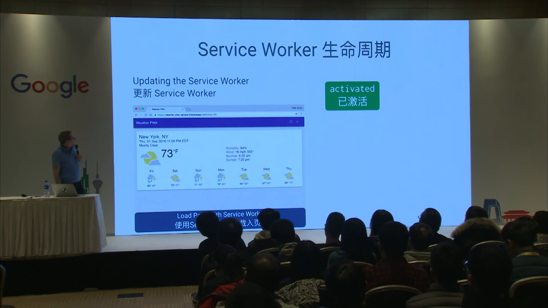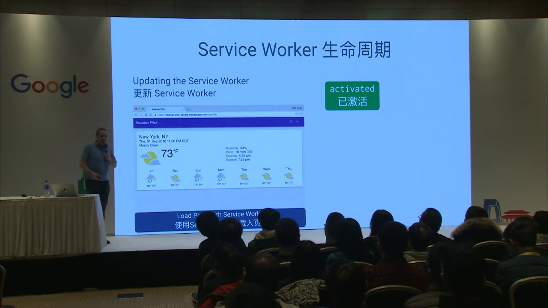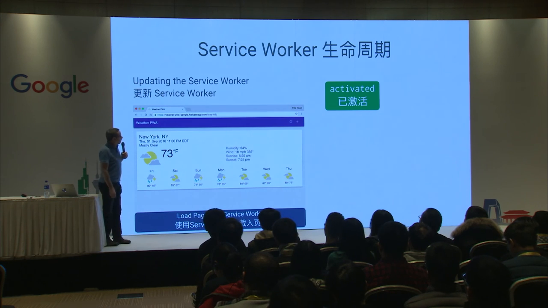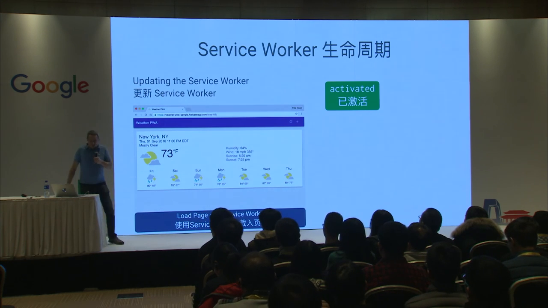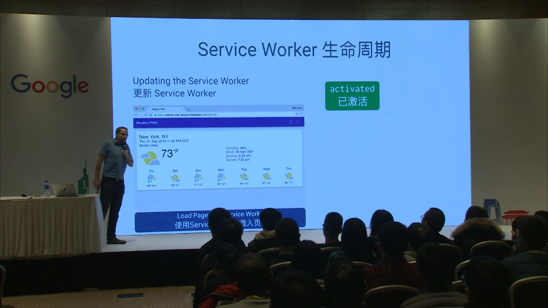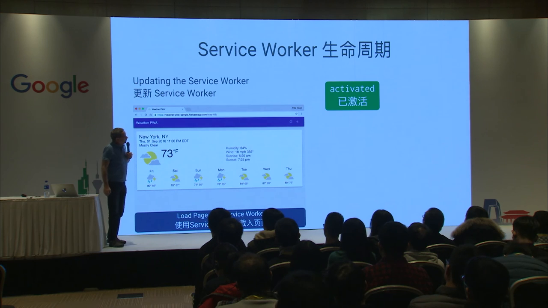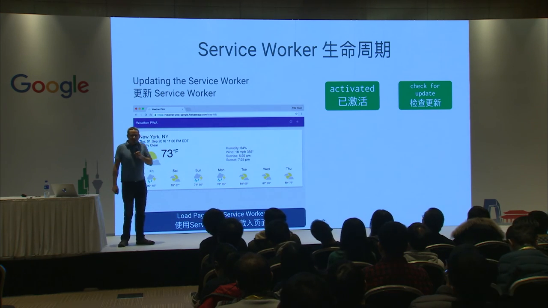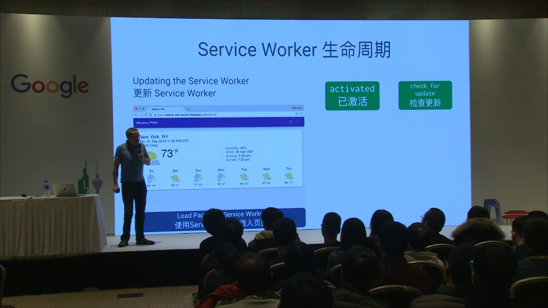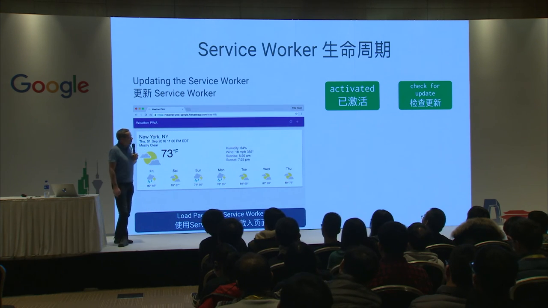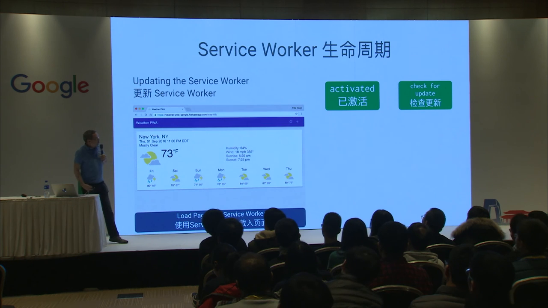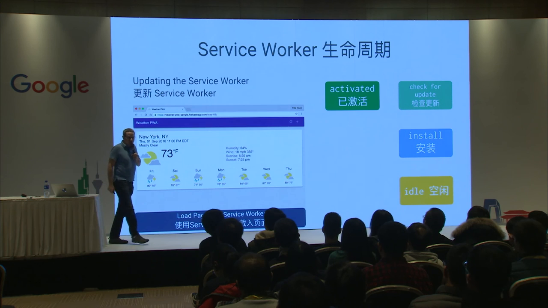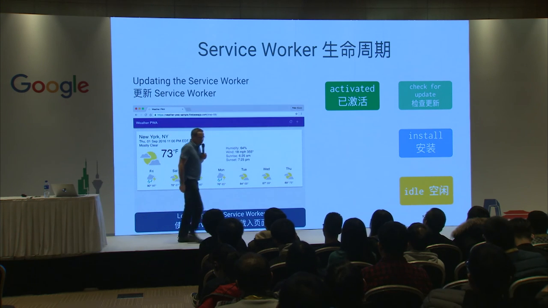All right, so let's talk about how you update a service worker, how the service worker gets updated. So much like before, the user goes to the page, service worker goes, oh, hello, I'm activated. And it starts responding to events. And immediately, again, the browser checks and says, hey, is there an update for me? Has this service worker changed? And this time, because the service worker has been updated, we go to an install event and an idle event.